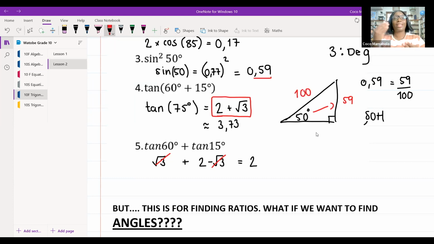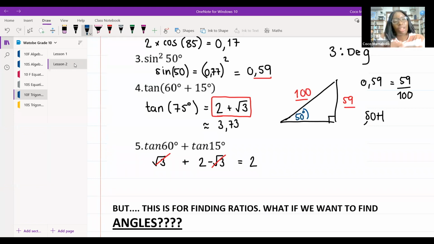So when I click just sine, my calculator is giving me the ratio of these two sides. But when I click shift sine, I'm telling my calculator that I have 59 over 100. Calculator, tell me what this angle is. And then your calculator will tell you your angle is 50 point something.